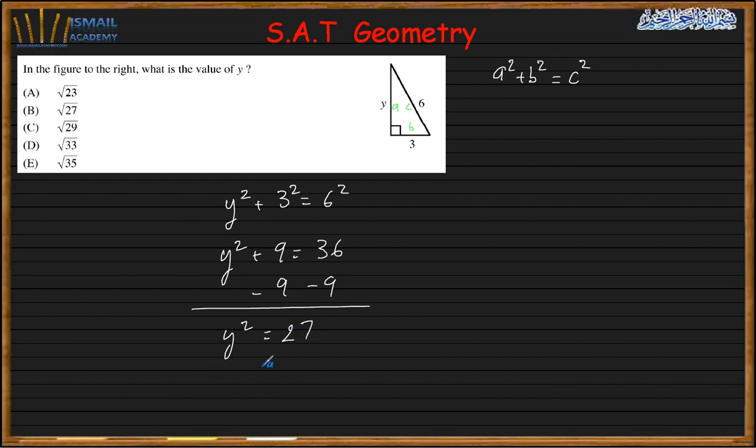Then I take the square root, so y would be the square root of 27. I always use plus and minus, but you should know that this is a distance and the distance is positive. That means the minus is not going to be my choice. So y will be the square root of 27, and my answer is B.